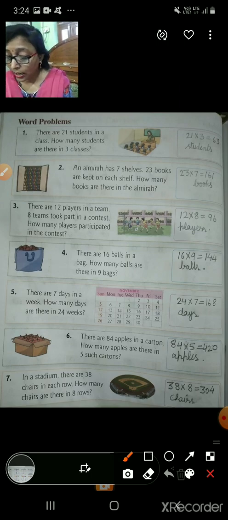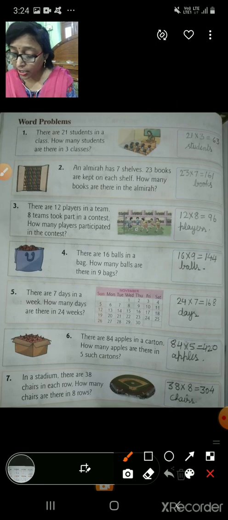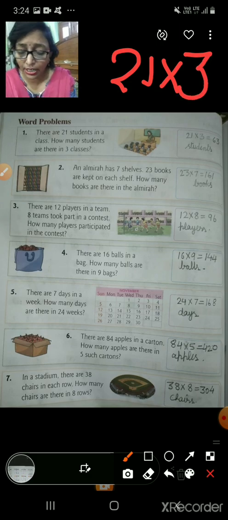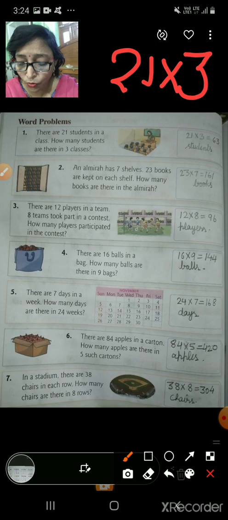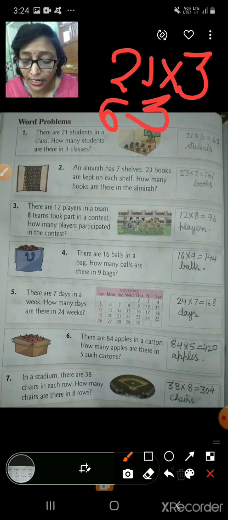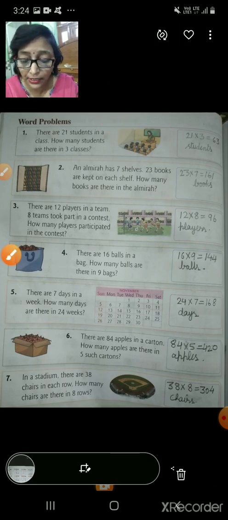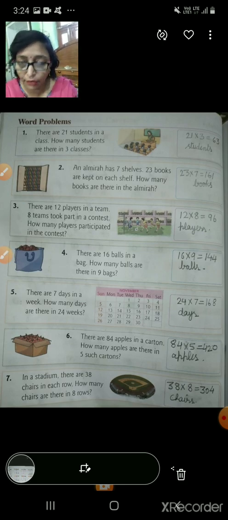So 21 you will multiply by 3. So the result will be here 3 ones are 3. First you will write it at the ones place, and 3 twos are 6. So the answer will be here 63. So in 3 classes there will be 63 students. I have solved this, but you will try to solve the rest yourself. Okay.